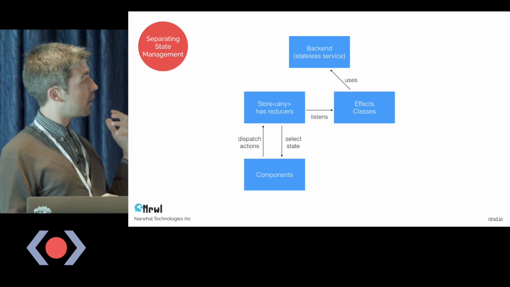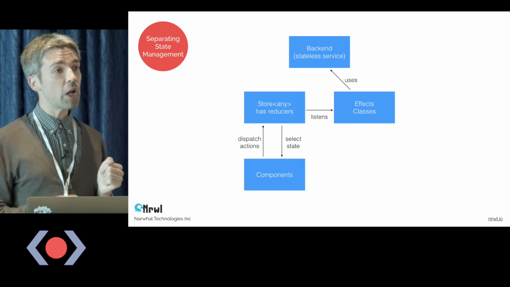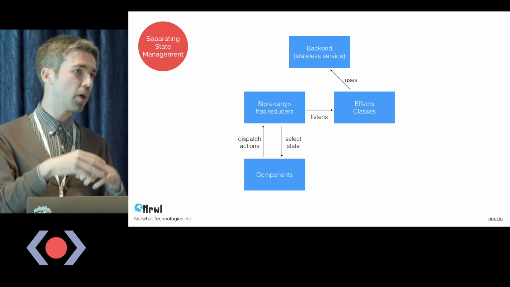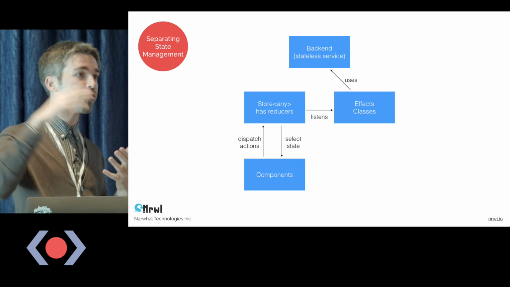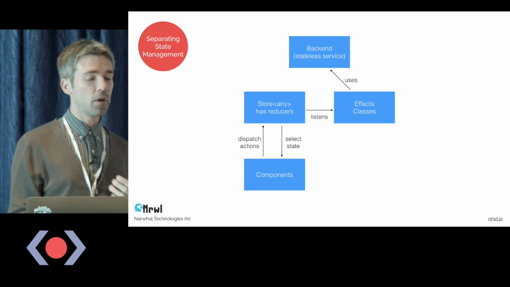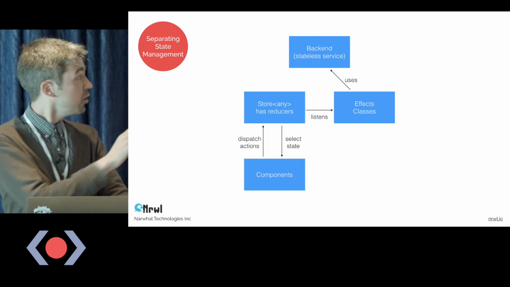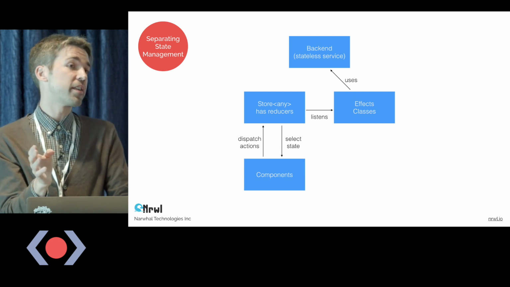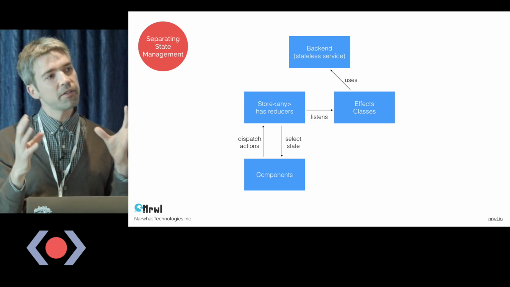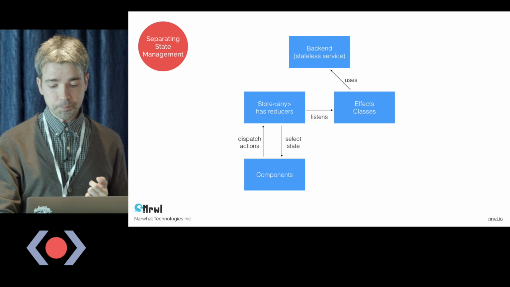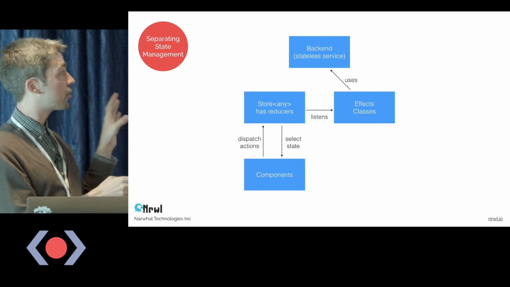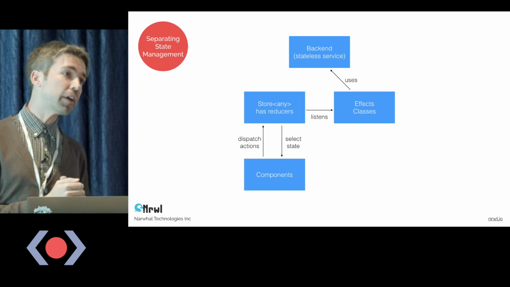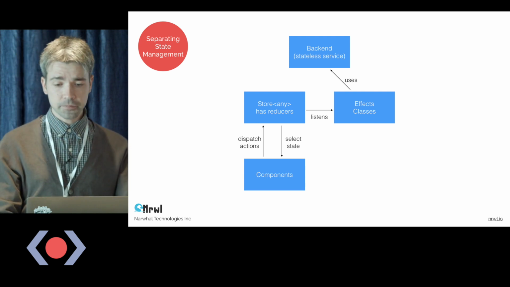Effects classes can listen to those actions as well and perform necessary side effects to make sure that our application is consistent. For example, they can talk to the server to make sure the server reflects the state that we see on the screen. And at this point, the backend class doesn't do anything interesting. It's just a stateless wrapper around HTTP. So once again, two key components, store and effects. Store manages state, and effects classes perform side effects.